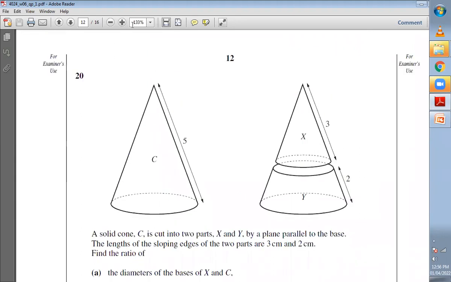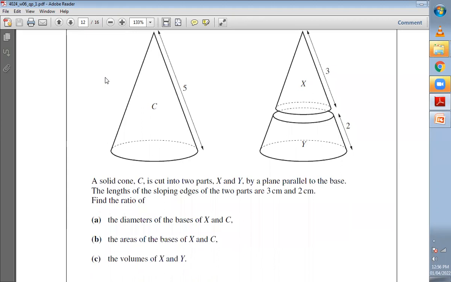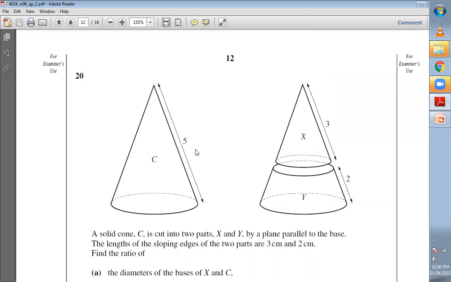Okay, so we are going to the next question. He says, a solid cone C is cut into two parts, X and Y, by a plane parallel to the base. The lengths of the sloping edges of the two parts are 3 centimeters and 2 centimeters. Find the ratio of the diameters of the bases of X and C. Okay. This big cone, its slant height is 5. The small cone, its slant height is 3. They are similar to each other.